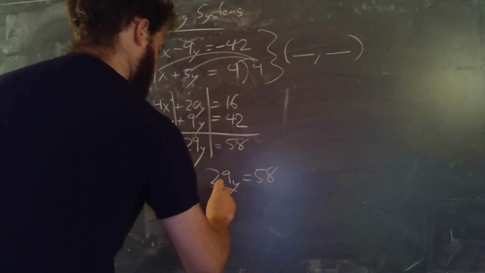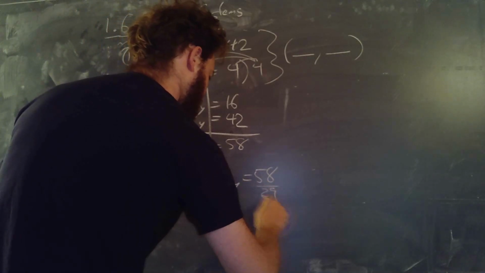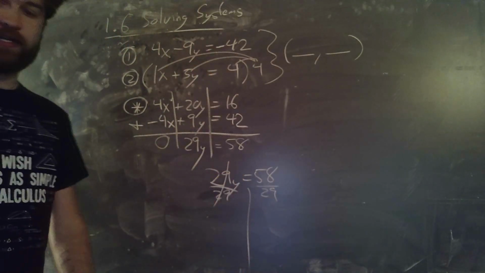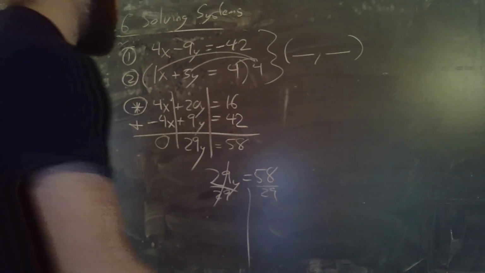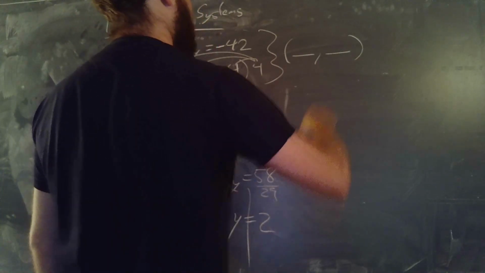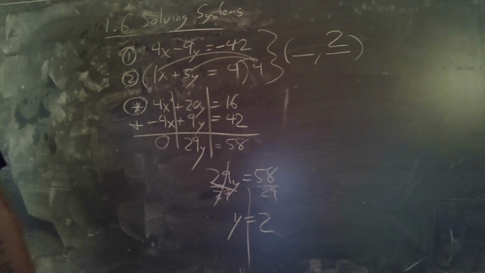Okay, so if I divide both sides by 29, that cancels the 29 off of the left-hand side. Remember, cancellation by division makes 1y equal to 58 divided by 29, which is 2. So we have found that the y coordinate is 2.